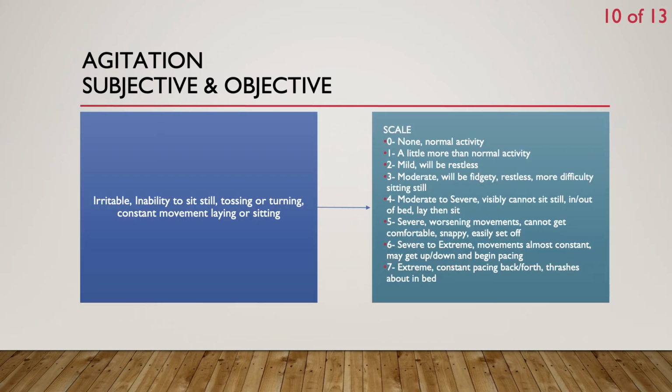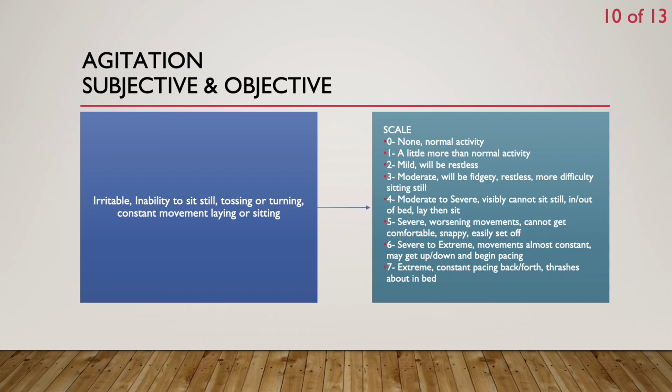Agitation, again, subjective and objective. You'll see irritability, inability to sit still, tossing, turning, constant movement, or lying and sitting. So on the scale, there's 0 with none, 1, a little more than normal activity, 2, mild, they're very restless, 3, moderate, they're fidgety, they're restless, more difficulty sitting still, 4, moderate to severe, they visibly can't sit still, they're in and out of bed, they lay, then they sit, and they're just up and down, up and down.